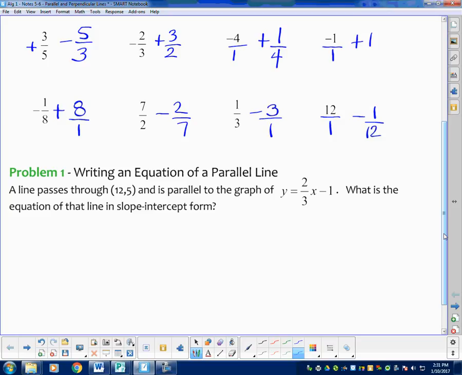Okay, so they're giving us a point. A line passes through the point, and is parallel to this equation, y equals 2/3 x minus 1. What's the equation of the new line?